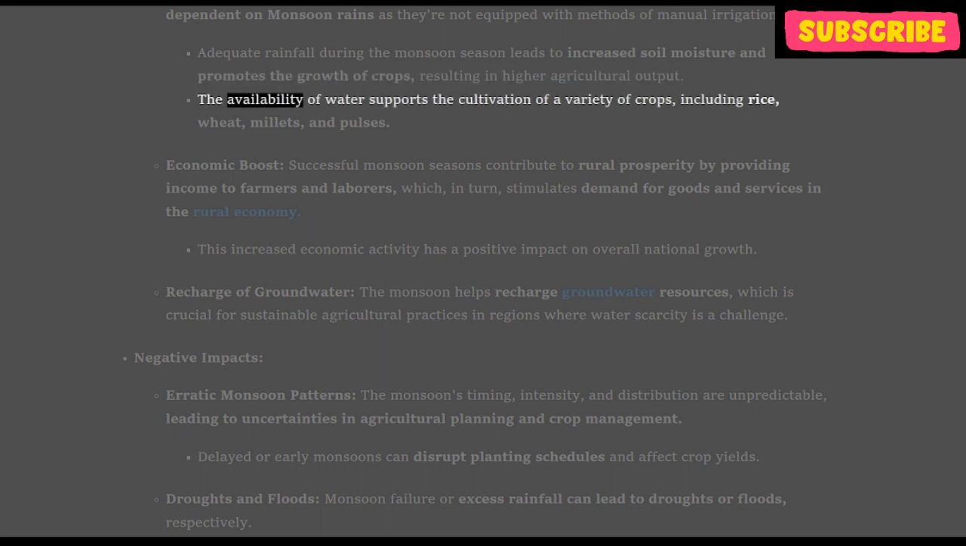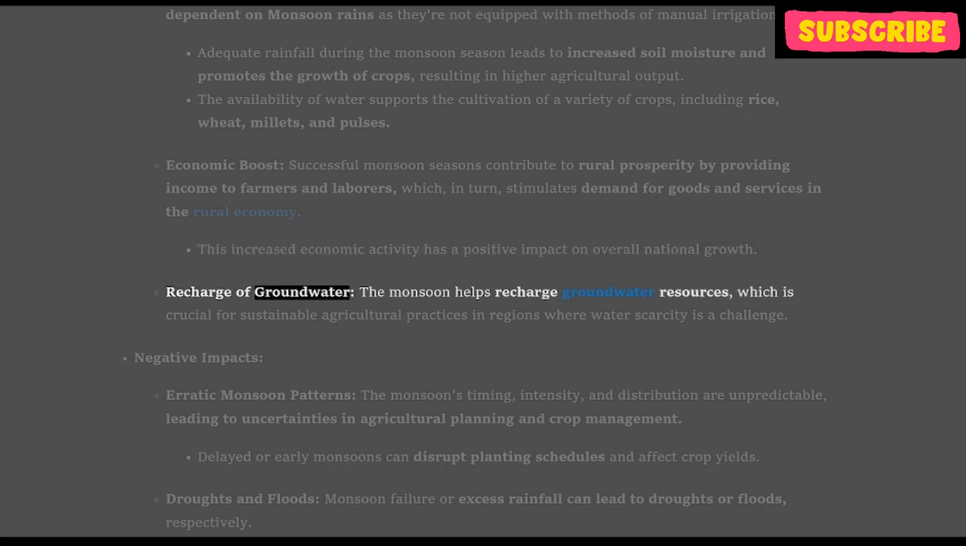The availability of water supports the cultivation of a variety of crops, including rice, wheat, millets, and pulses. Economic boost. Successful monsoon seasons contribute to rural prosperity by providing income to farmers and laborers, which, in turn, stimulates demand for goods and services in the rural economy. This increased economic activity has a positive impact on overall national growth.